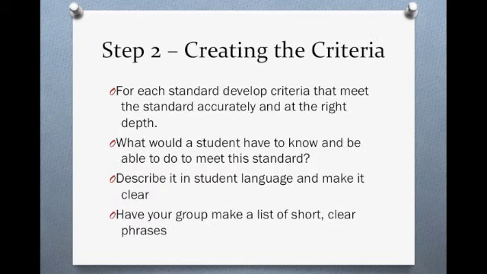So you take a look at those, and then you can start creating the criteria. I do want to read a couple of these things. For each standard, develop criteria that meet the standard accurately and at the right depth. And it's just a simple question: what would a student have to know and be able to do to meet this standard? That's how simple it is. And make sure you describe it in student language to make it clear. And you'll see that we're just going to make some short phrases to do that.